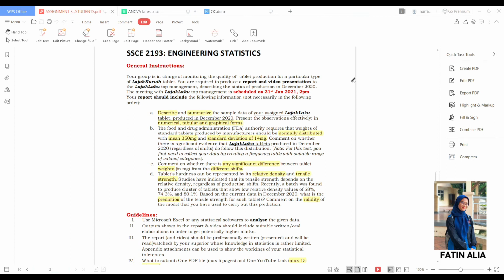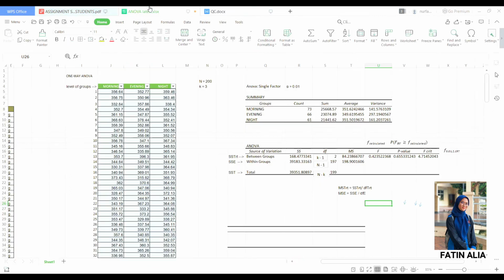Question C. Comment on whether there is any significant difference between tablet weights in milligram from the different shifts. For this question, I'm going to calculate by using the one-way analysis of variance in the Excel program, which has a tool to calculate the ANOVA. So we go to this one.